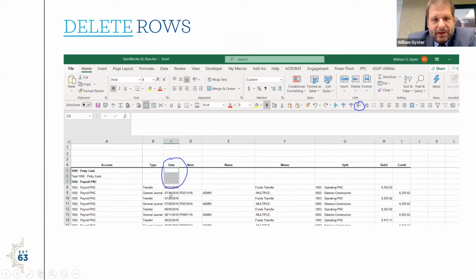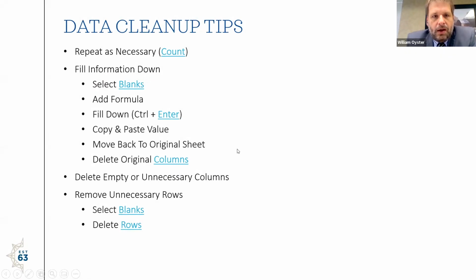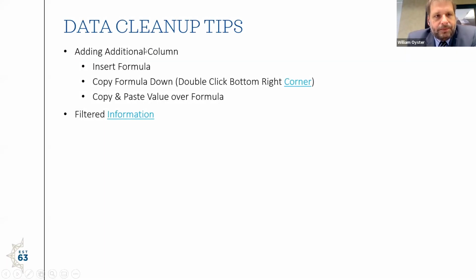So we're going to select that column C, go to find special and blanks, and then I use on my quick access toolbar the delete row button, and it gets rid of all those blank rows. So once we do that, we can format anything else that we want within there.